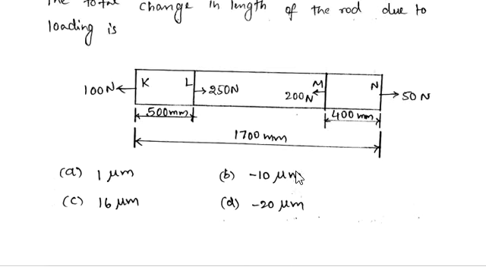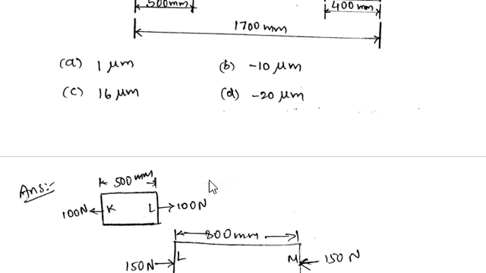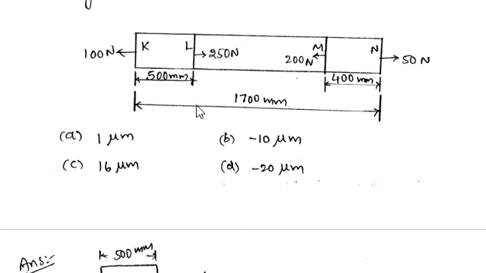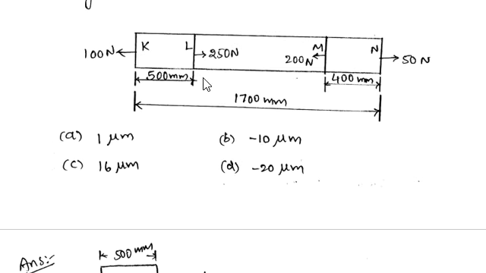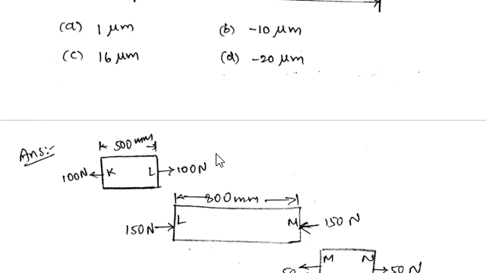And for the second portion, that is the LM segment or section. Here L is a common section, 250 newtons is acting towards right, and here already 100 newtons has gone towards right. So when you join these two portions, you should get 250 newtons towards right. Already 100 is gone, so the remaining 150 newtons towards right should be on this L section. So the free load on the LM segment will be 150 newtons.